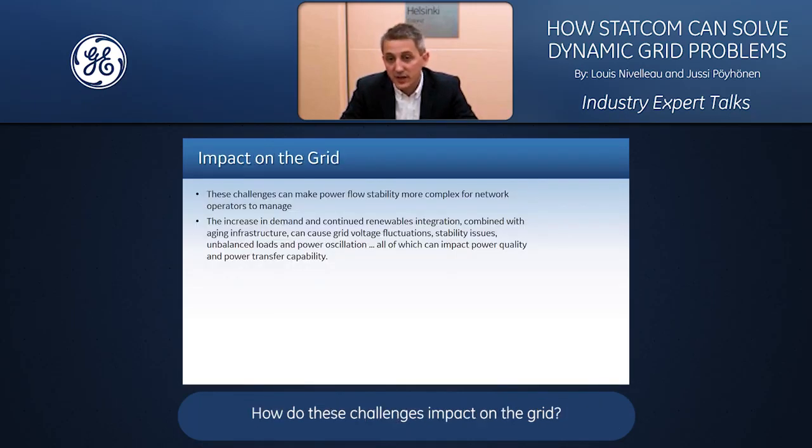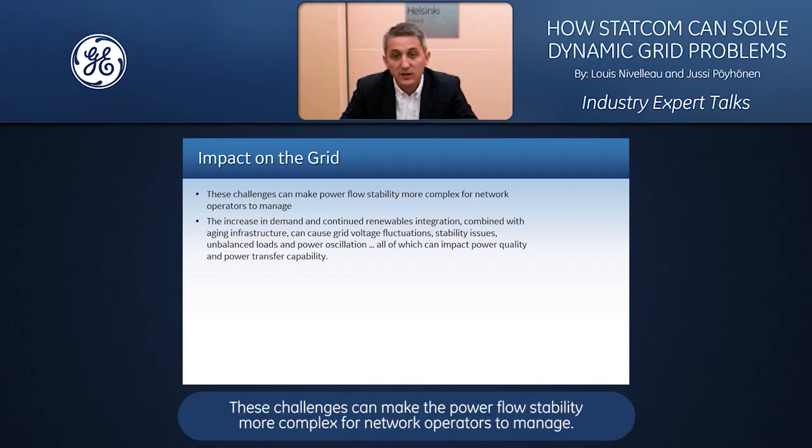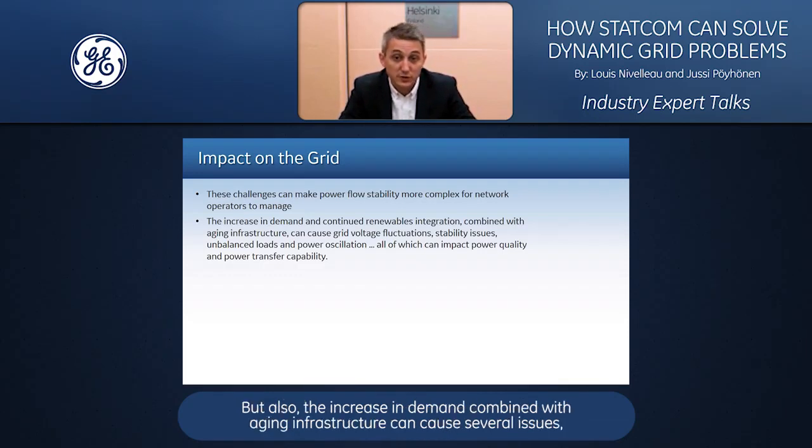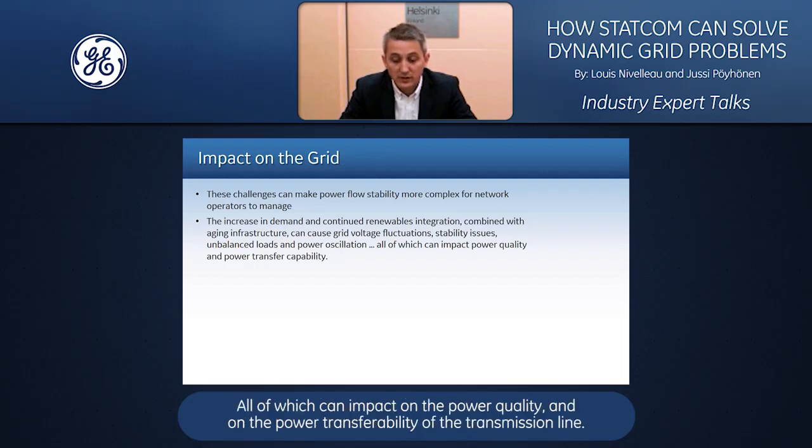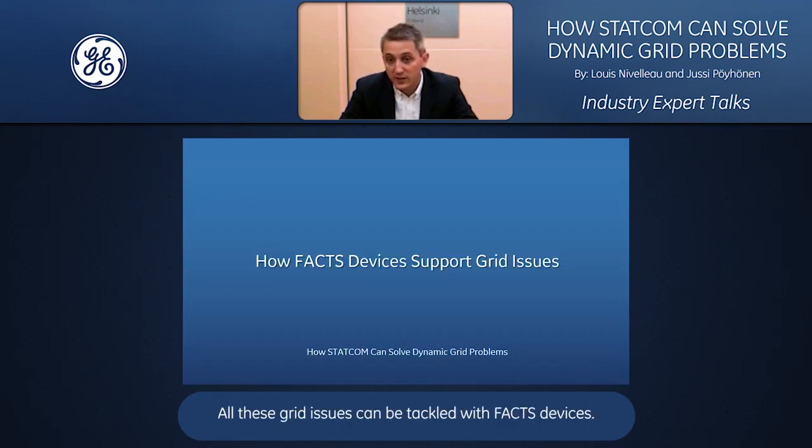How do these challenges impact the grid? These challenges can make the power flow stability more complex for network operators to manage. The increase in demand combined with aging infrastructure can also cause several issues like grid voltage fluctuation, stability issues, unbalanced load, or even power oscillation, all of which can impact the power quality and the power transferability of the transmission line. All these grid issues can be tackled with FACS devices.